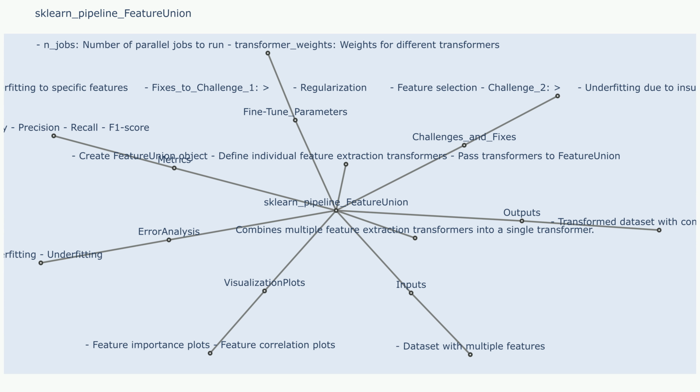Challenges and fixes. Challenge 1: Overfitting. If the transformers within FeatureUnion generate a large number of features, it can lead to overfitting if the model is not regularized properly.